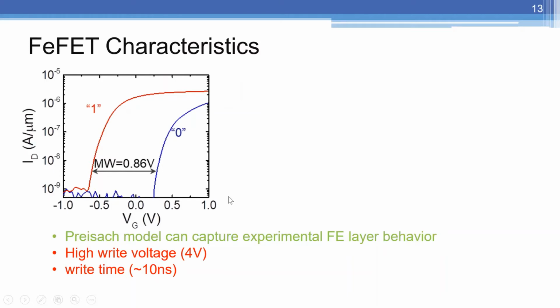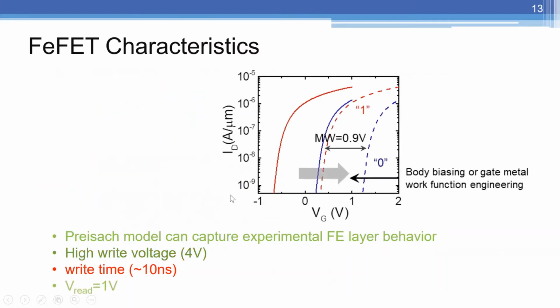value. And by gate metal work function engineering or body biasing, we can actually shift the hysteresis curves towards the positive side of the VGS. In this case, we have changed the read voltage of the device from 0 to 1 volt. Namely, we have the write voltage of 4 volt and the read voltage of 1 volt. One single transistor nonvolatile memory is used in the FeFET device.